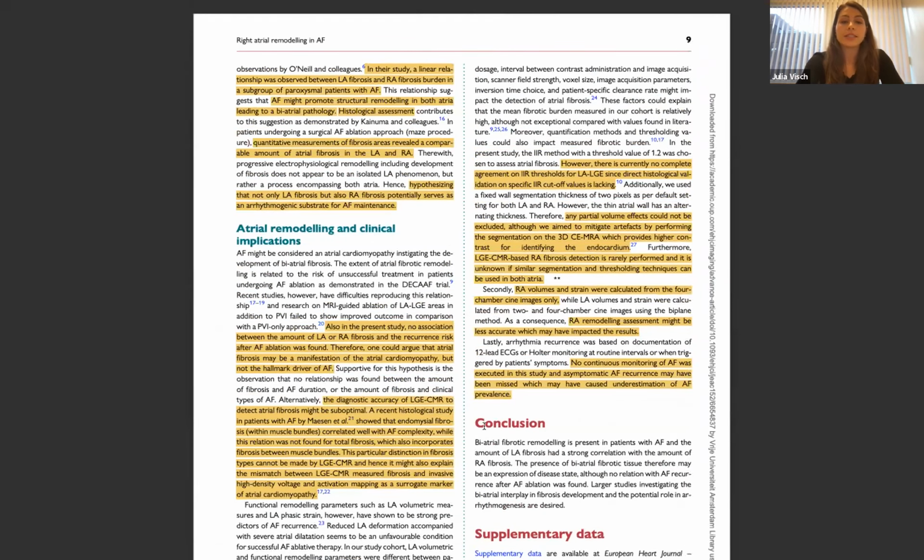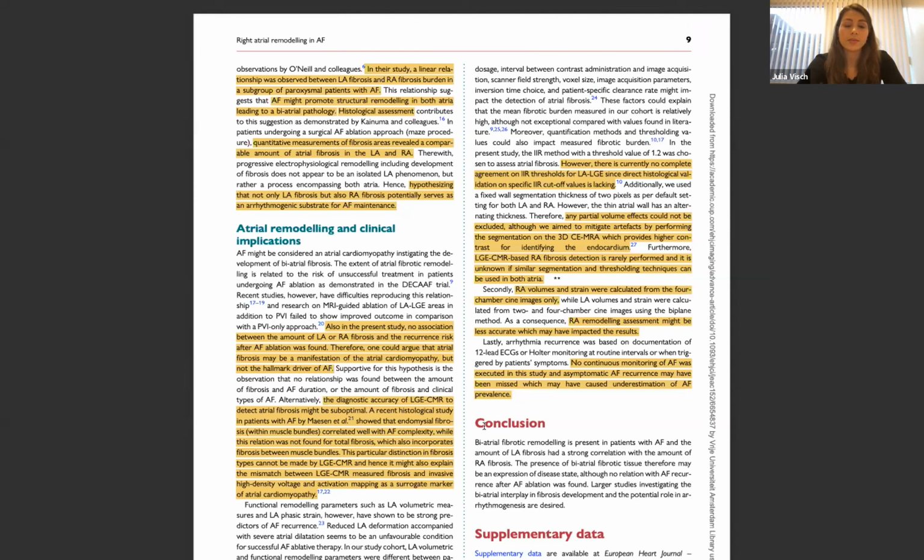When we look at other studies, we found another study that also assessed this relationship, and they also found a linear relationship between left and right atrial fibrosis burden. This suggests that atrial fibrillation might promote structural remodeling in both atria, leading to biatrial pathology. Also, histological assessment contributes to this idea. In one study, they did quantitative measurements of fibrosis, and they also found comparable amounts of fibrosis left and right.